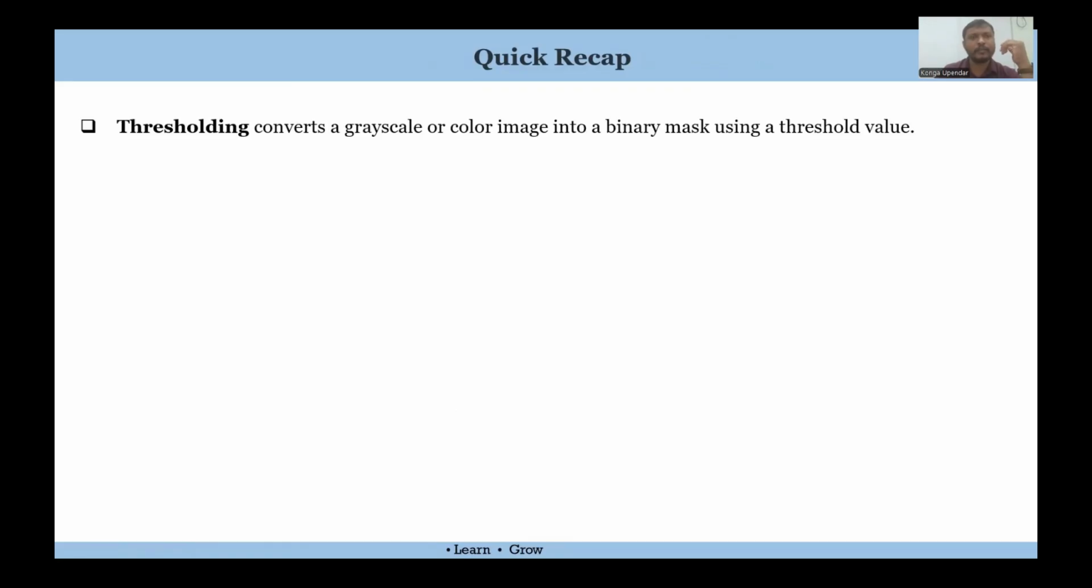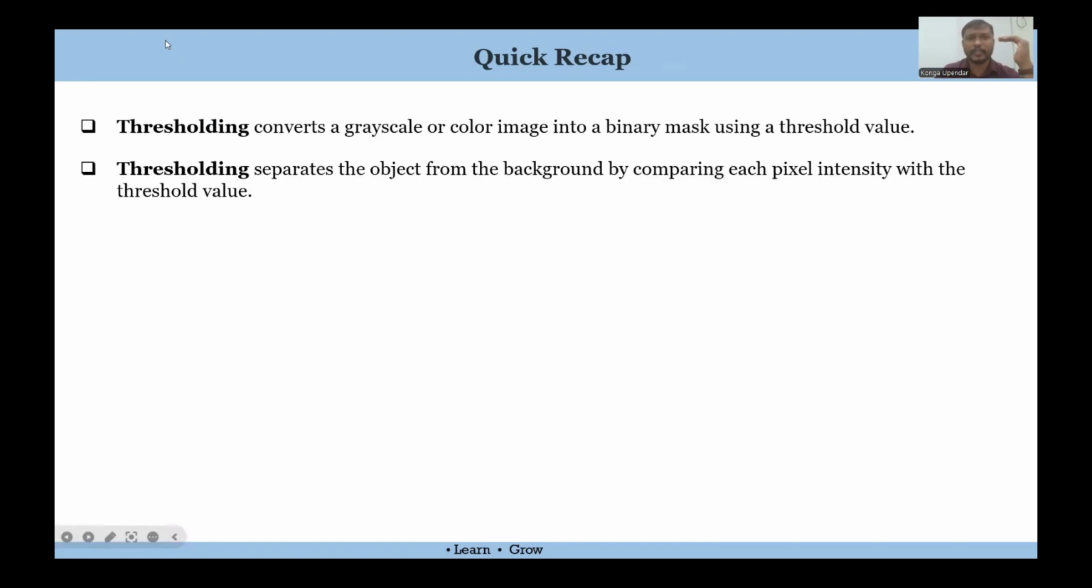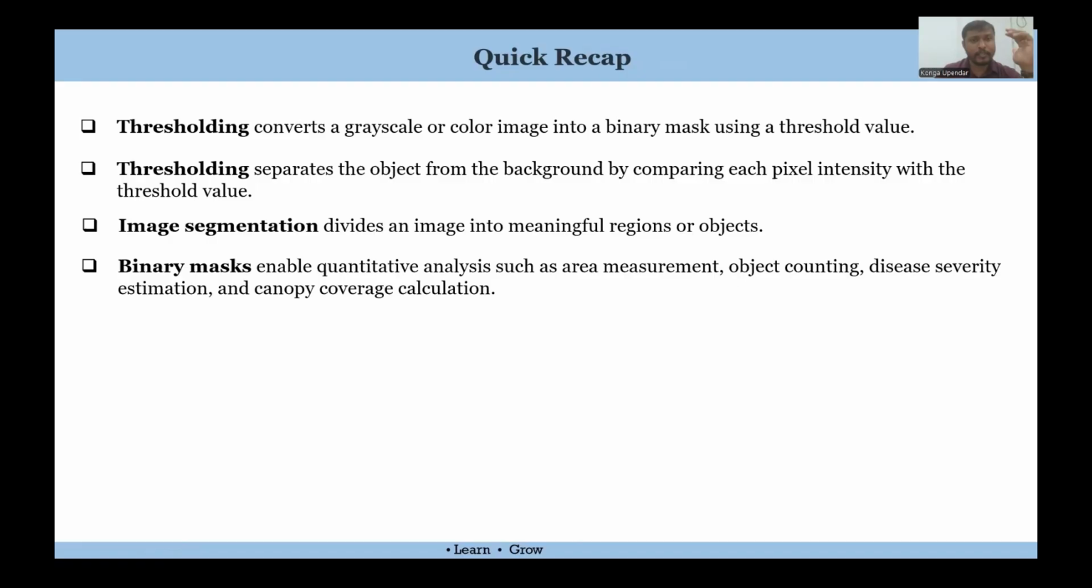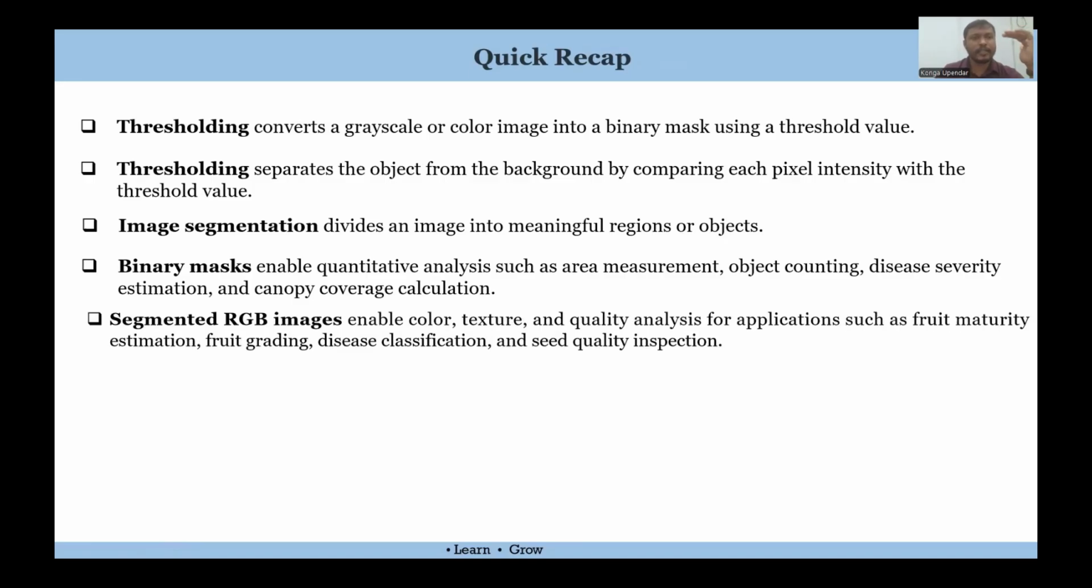So just a quick recap. What is meant by thresholding? Thresholding converts a grayscale or color image into a binary mask using a threshold value. So thresholding separates the object from the background by comparing each pixel intensity with the threshold value. So what is image segmentation? Image segmentation divides an image into meaningful regions or objects. Next, binary mask. It enables quantitative analysis such as area measurement, object counting, disease severity estimation, and canopy coverage calculation. Next thing is segmented RGB image. It enables the color, texture, and quality analysis for applications such as fruit maturity estimation, fruit grading, disease classification, and seed quality inspection.